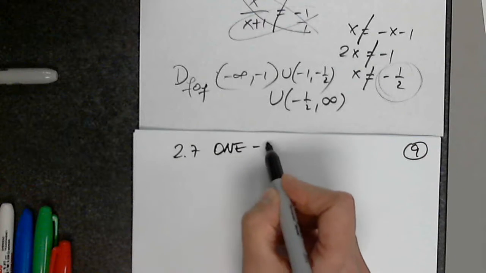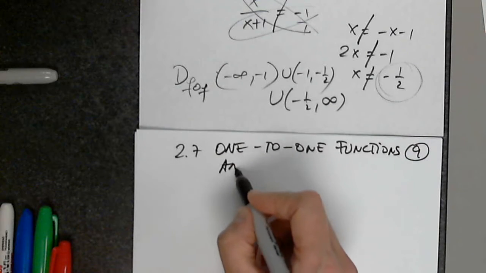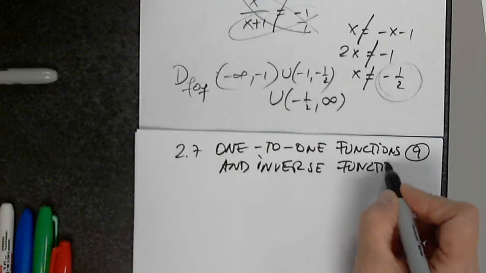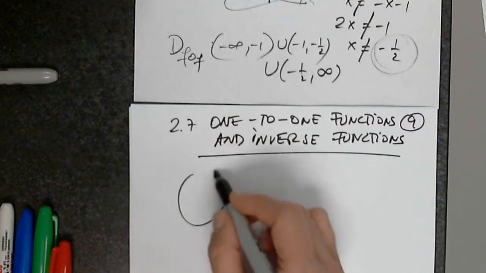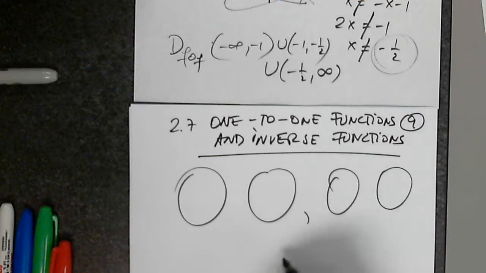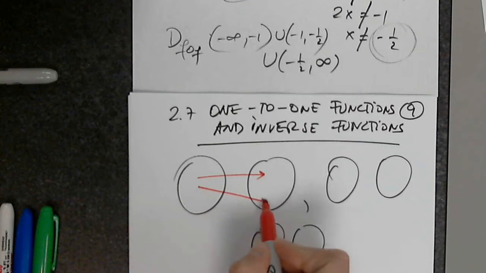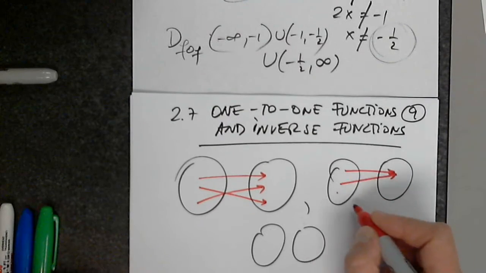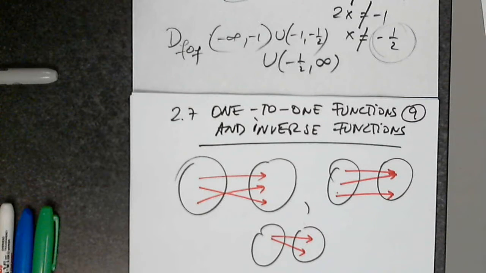2.7, one-to-one functions and inverse functions. Okay, if you remember when we started looking at functions, we looked at 3 situations. I gave you a situation like this, one like this, and one like this. Something similar.